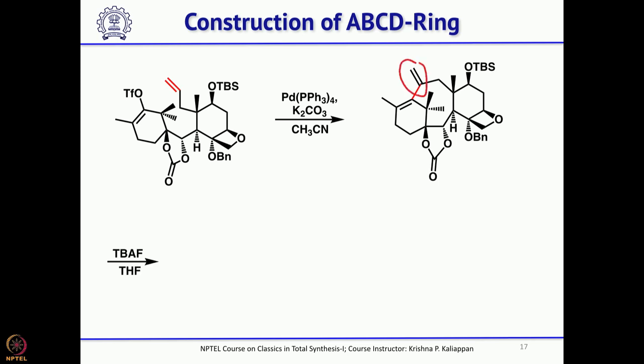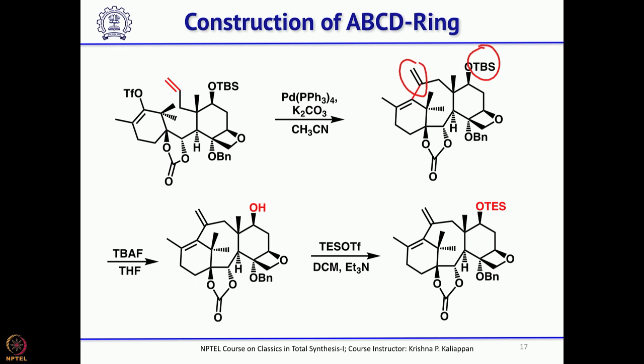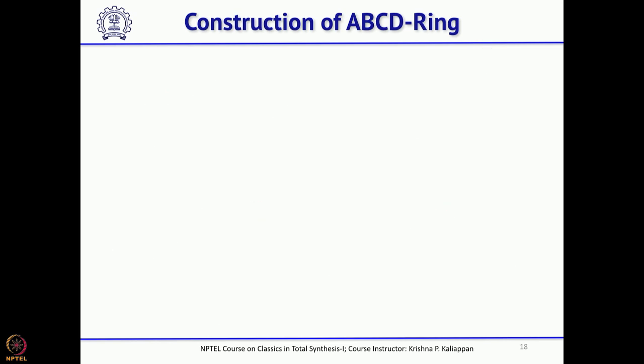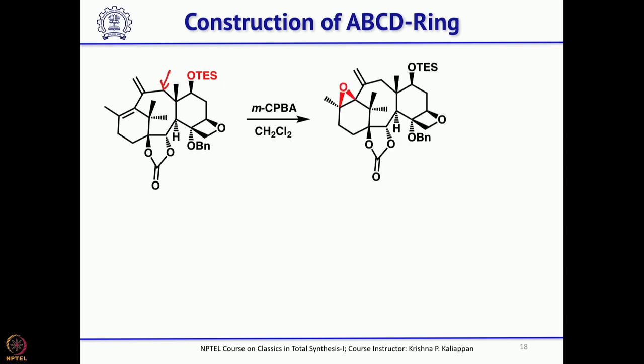Okay, so now you remove the TBS with TBAF and reprotect it as TES, because TBS was creating trouble, so they changed to TES ether. So now what you need to do is remove the double bond. At the same time you have to introduce a hydroxyl group here, and a carbonyl group here. Okay, so before removing the double bond, first he has to protect this internal double bond. Okay, so that was done with mCPBA.